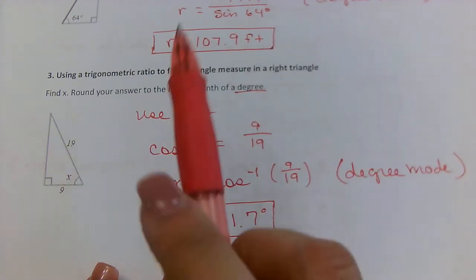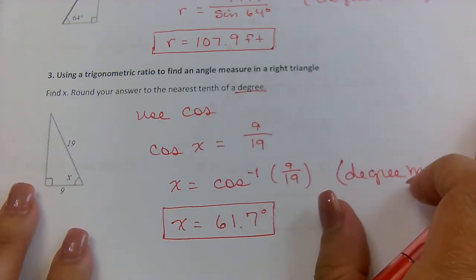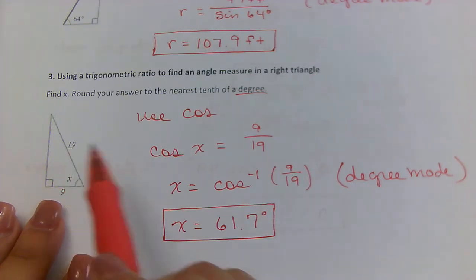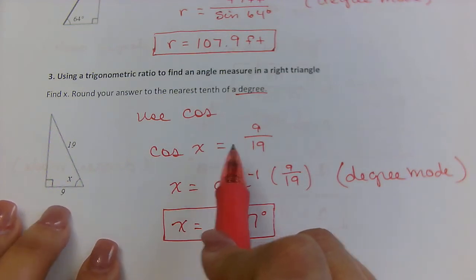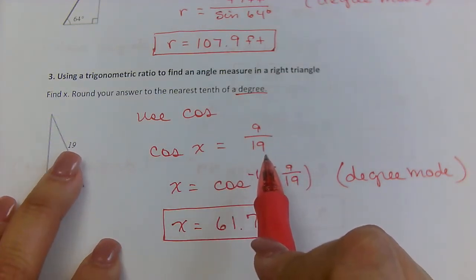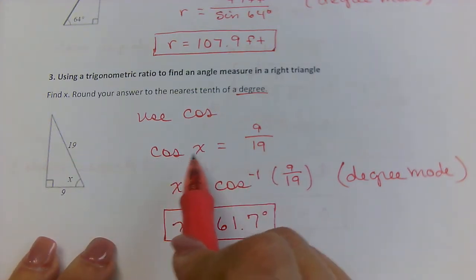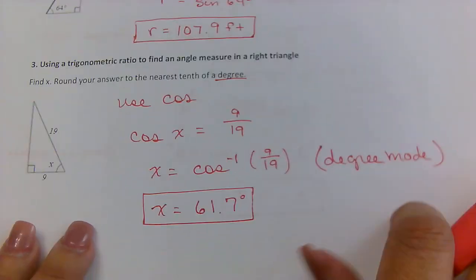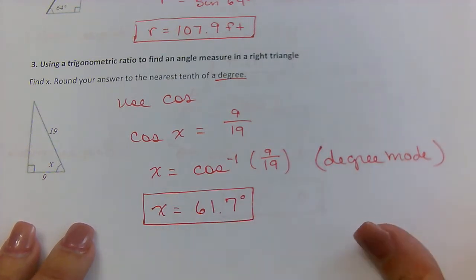Number 3, we are trying to find the answer to the nearest tenth of a degree, so we're going to be using degrees. We don't know the angle, but we are given the adjacent and the hypotenuse. So that means we should use our cosine. So cosine x is equal to adjacent, which is 9, divided by hypotenuse, which is 19. Remember, in this case, we just need to separate the cosine from the x, so we're going to do the inverse cosine of that ratio. As long as you're in degree mode, you'll get the correct answer of 61.7 degrees.